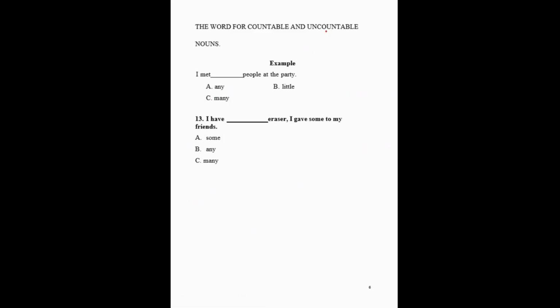The word for countable and non-countable nouns. For example, I met many people at the party, right? When you are at a party, you will be meeting many people. So this was an example. The question is, I have erasers. I gave some to my friends, right? What would you have if you are giving to your friends? Many. I have many erasers. I gave some to my friends, right?